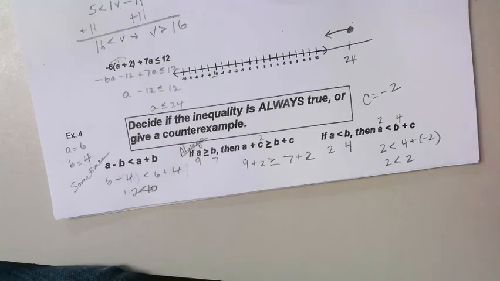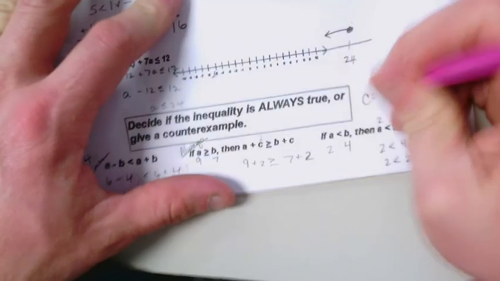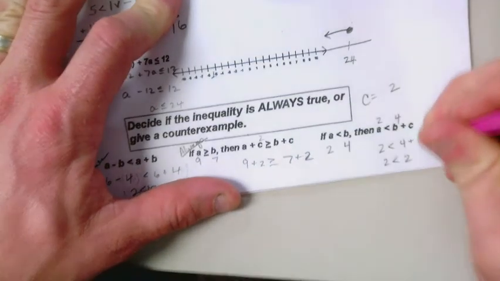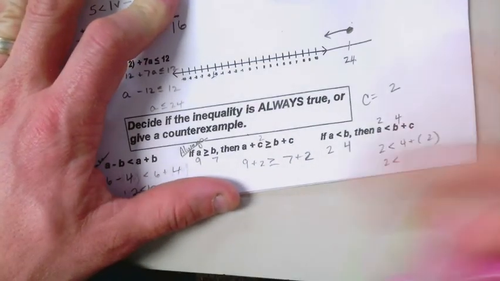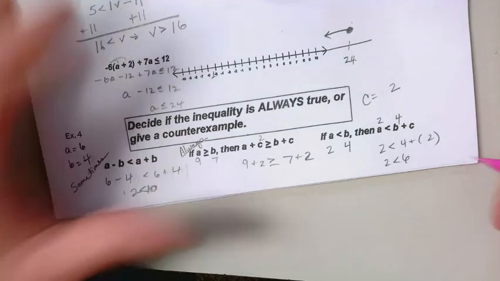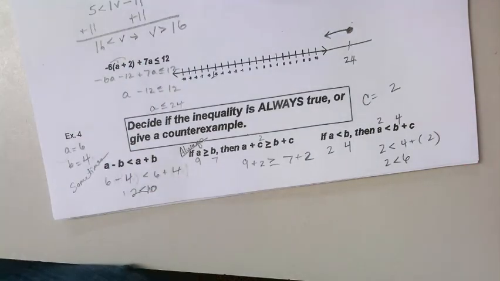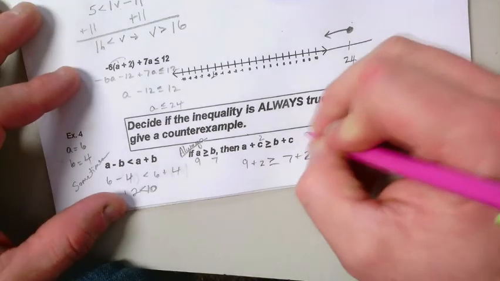If C were a positive value, so we change this to a positive 2, 2 is less than 6. That is a true statement. Okay? So this, again, is sometimes true.